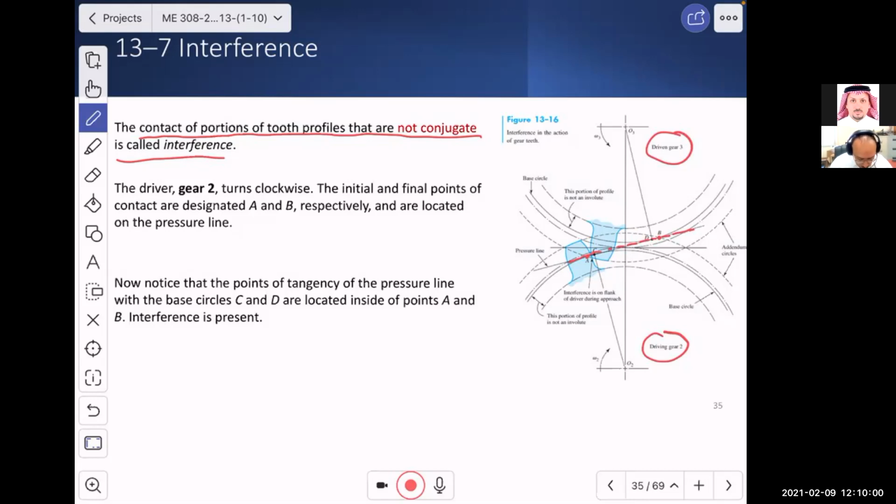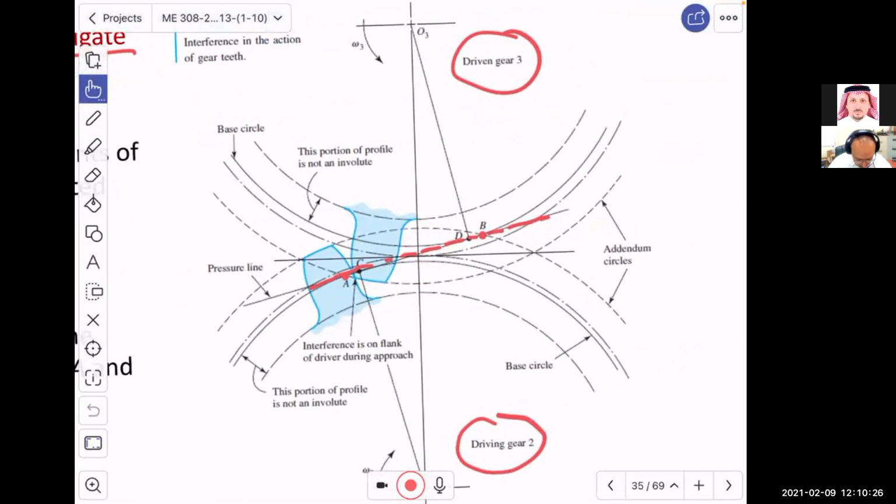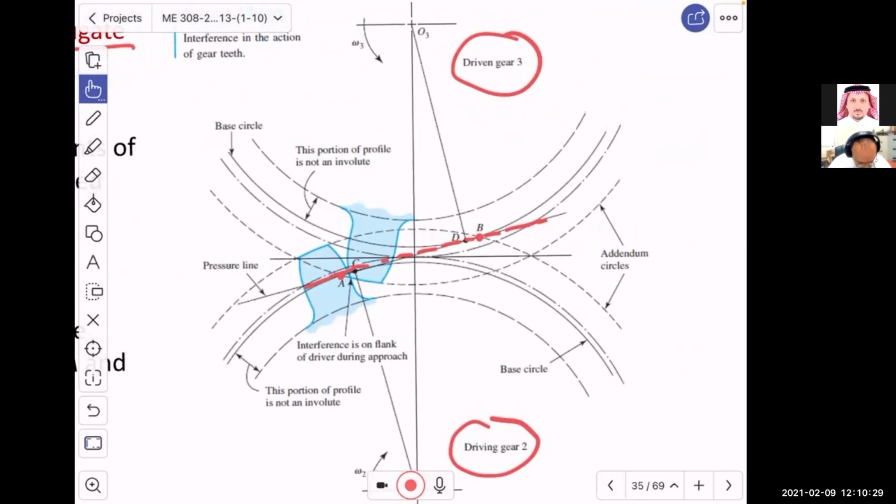Now, notice that the points of tangency of the pressure line with the base circle, C and D, are located inside of points A and B. Interference is present. What does that mean? It means, ya shabab, I'm going to zoom in over here. Now, what happened over here is that I'm going to clean this up.